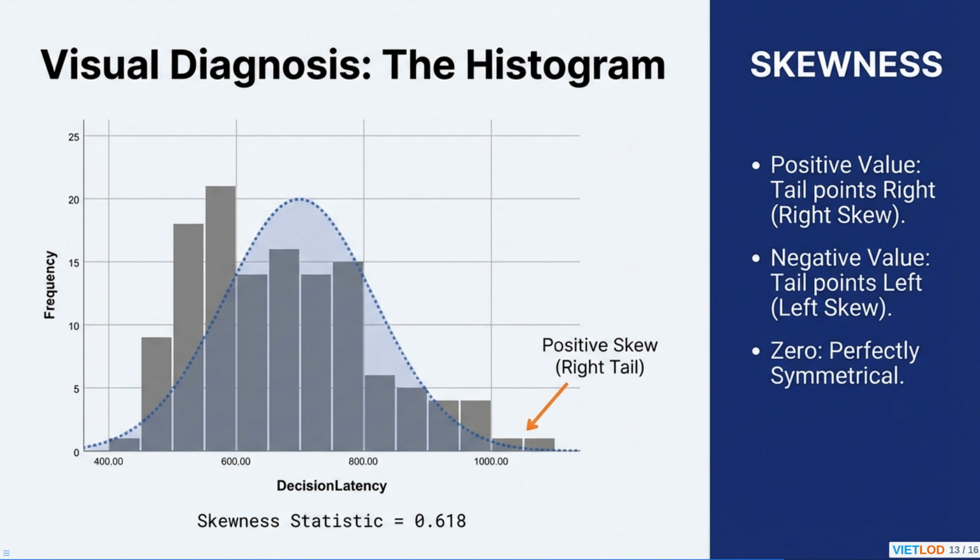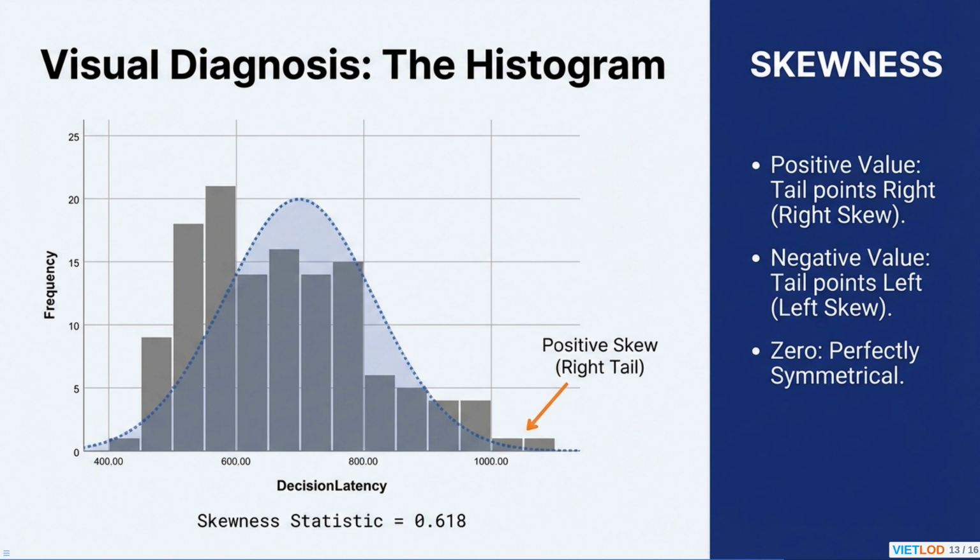Therefore, our conclusion is clear. The data for decision latency is not normally distributed. We would also observe that the Shapiro-Wilk test, with a p-value of 0.001, corroborates this finding. This necessitates proceeding with caution, potentially considering data transformations or non-parametric alternatives for further analysis.